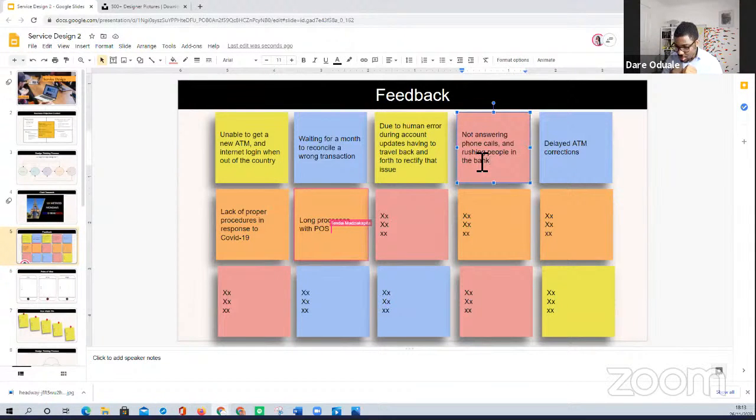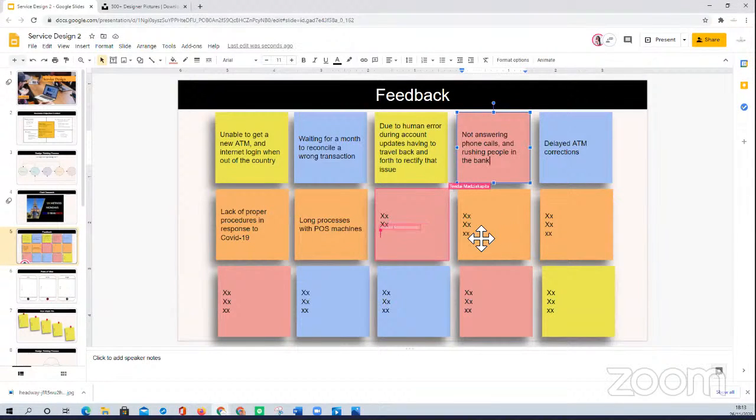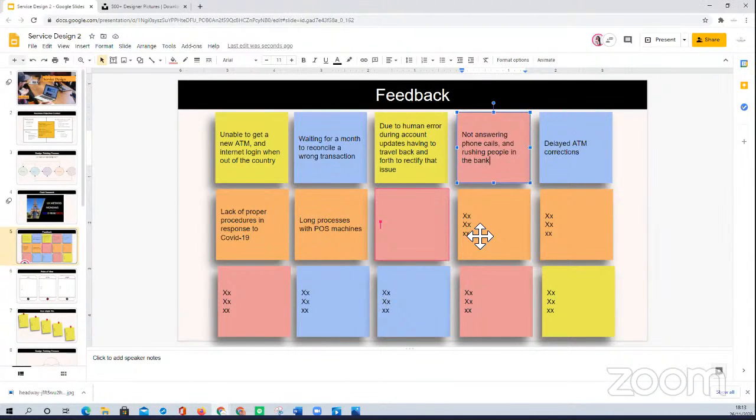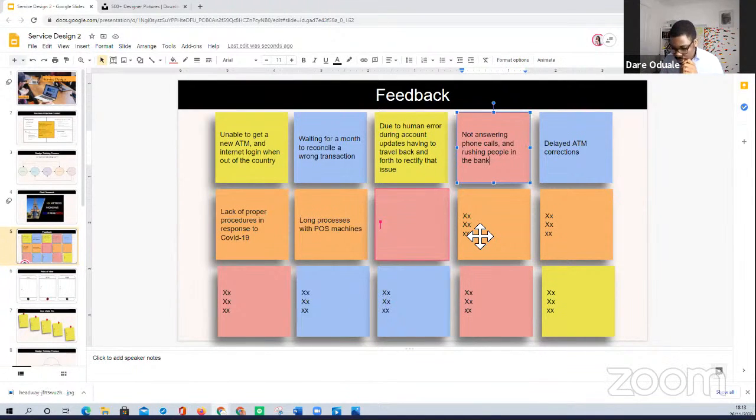Debited twice for a subscription already cancelled, and when they reverted the money, they charged. So, long processes with POS machines, double debits for transactions that have been cancelled, deducting bank charges for a transaction that was the bank's fault. Yeah. Reversal of failed ATM cash withdrawal, not automatic.